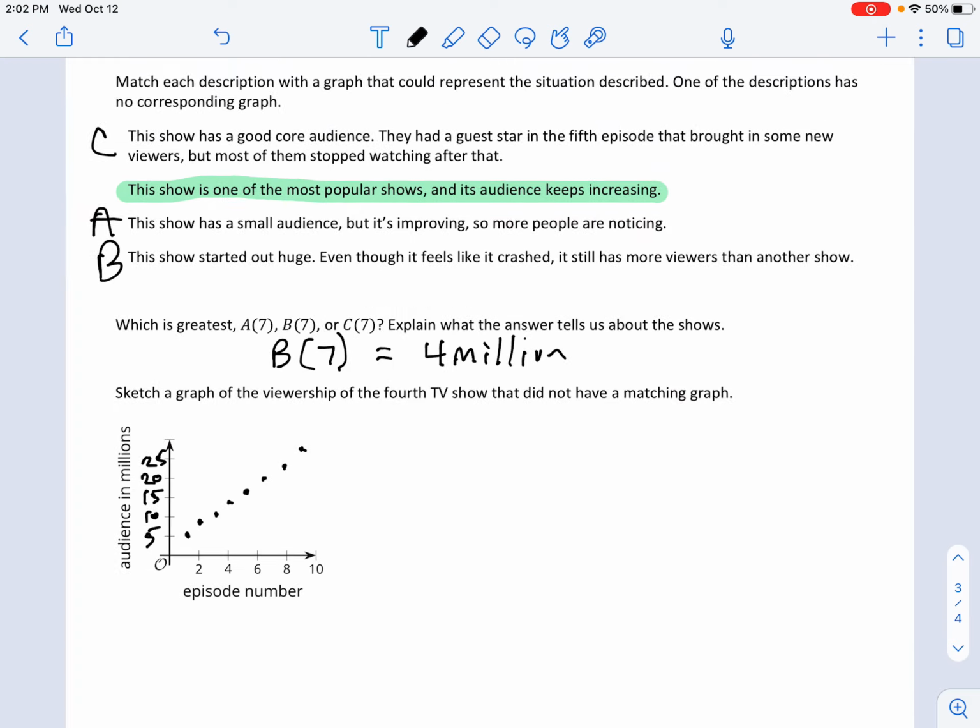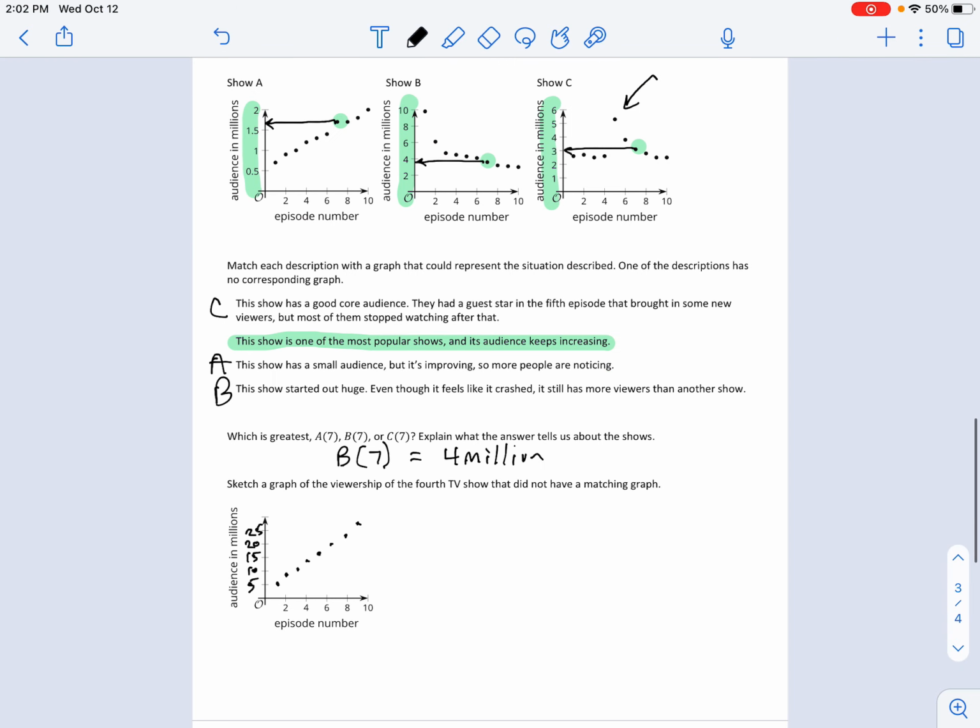So it's most popular because the first episode started with 5 million viewers. None of the other ones started that high, and then it's continued to grow ever since then. Okay, and so that's how we could represent that description.